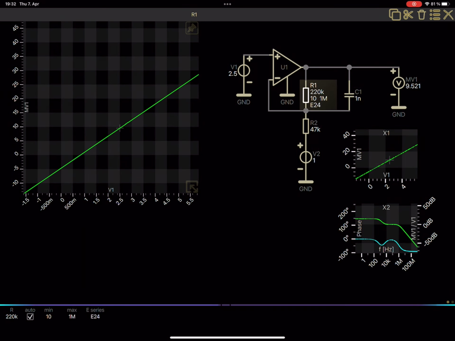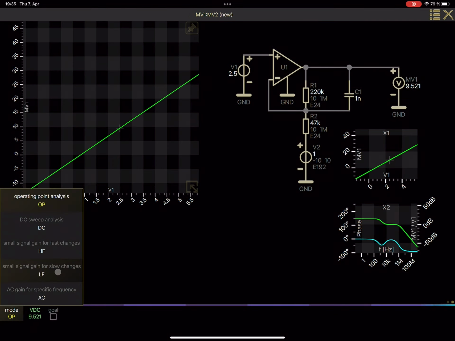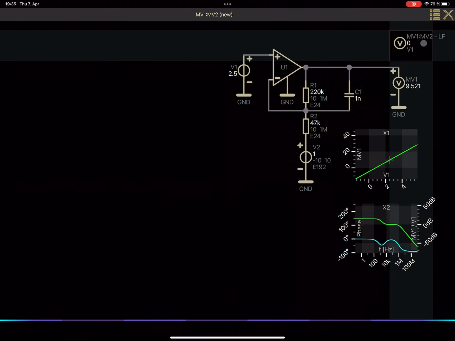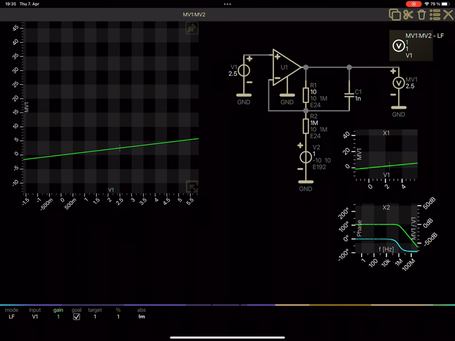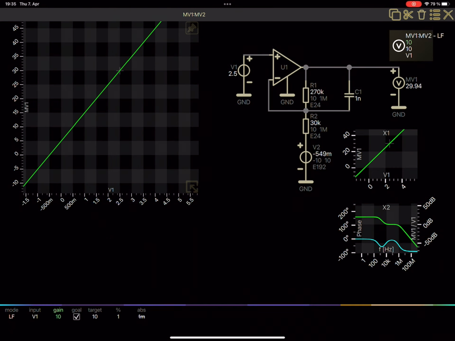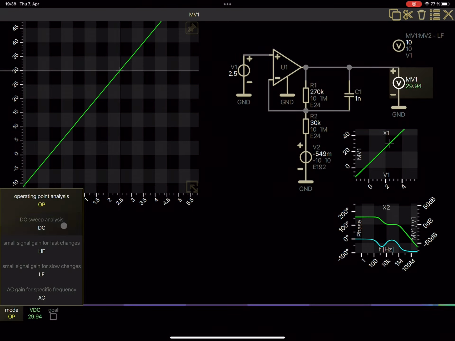Let's set up auto parts and design targets which clearly define the transfer characteristics in the DC domain. We use the LF mode to measure the small signal gain, which is independent from the offset of the DC transfer curve. To define a certain offset, we add a DC sweep target.